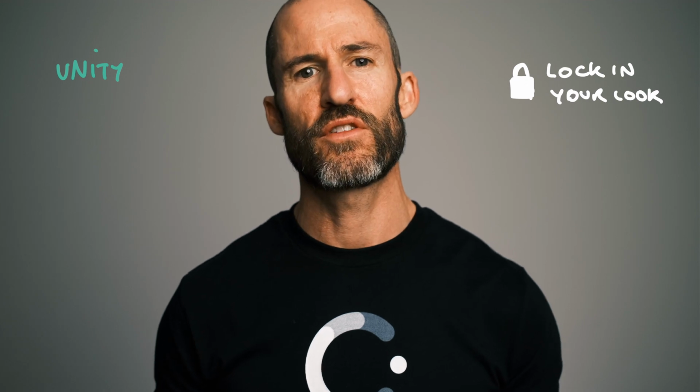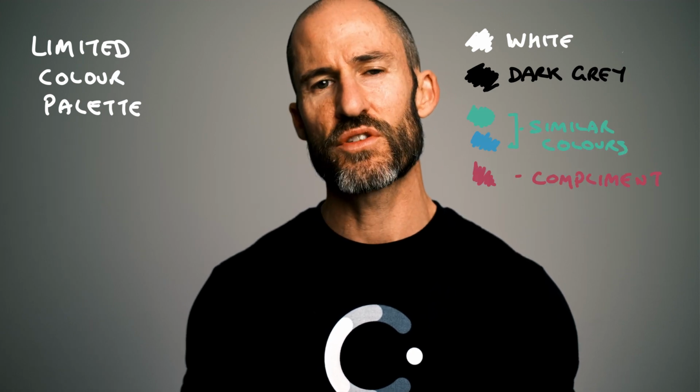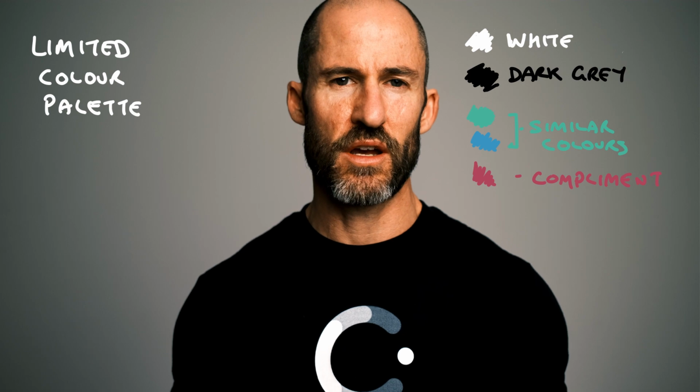To ensure the visual design elements combine well, you need unity. You'll want each module and the course as a whole to feel like one harmonious piece, and to help do this, you should lock in your look. So you'll want to pick a limited color palette to use. I usually use white and a really dark gray, and maybe at most 2 similar colors and 1 contrasting color.